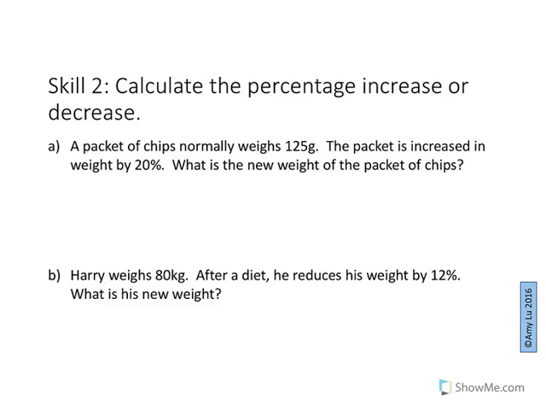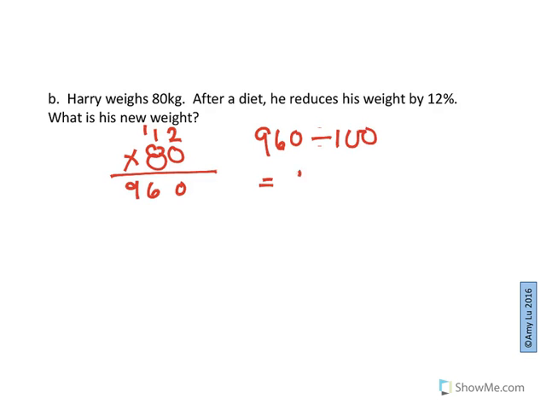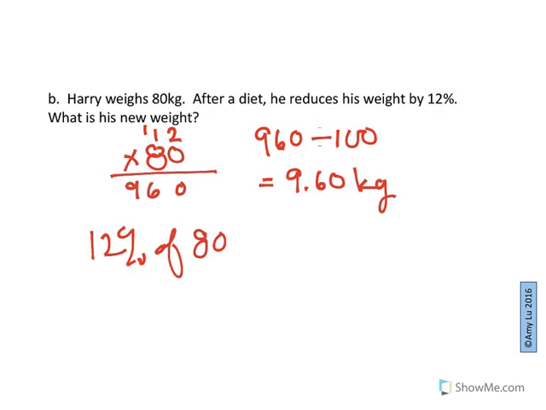So, Harry weighs 80 kilograms. After a diet, he reduces his weight by 12%. What is his new weight? So let's work this out. I'm going to multiply in this case. And since I have a 0 on the bottom, this just makes it easier. I can just move straight forward. And then I take 960 divided by 100, and that leaves me with 9.60. So 12% of 80 is 9.6 kilograms.